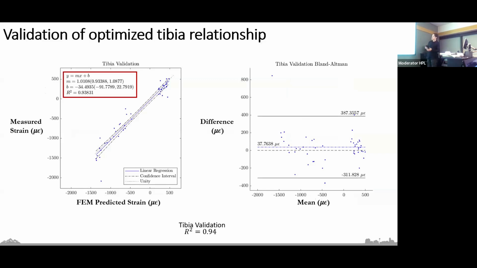In this case, we have a slope that's not different from 1, an intercept that's not different from 0, indicative of a y equals x type of relationship. And then over here on the right, we have our Bland-Altman analysis, and we can see some relatively good agreements, but we do have a bit of a bias towards under-predicting these bone strains.